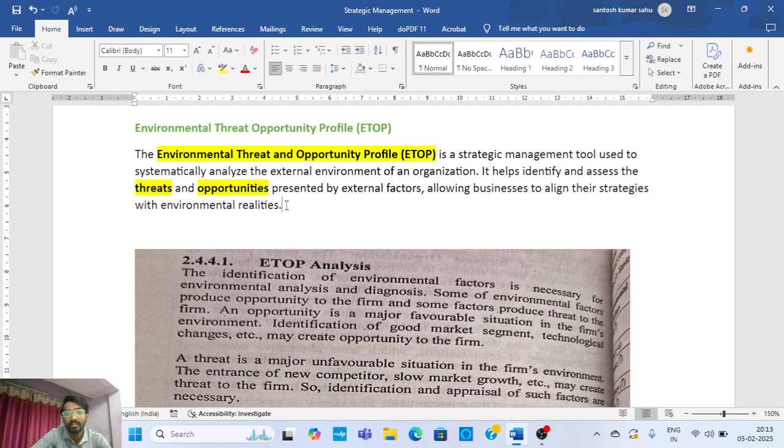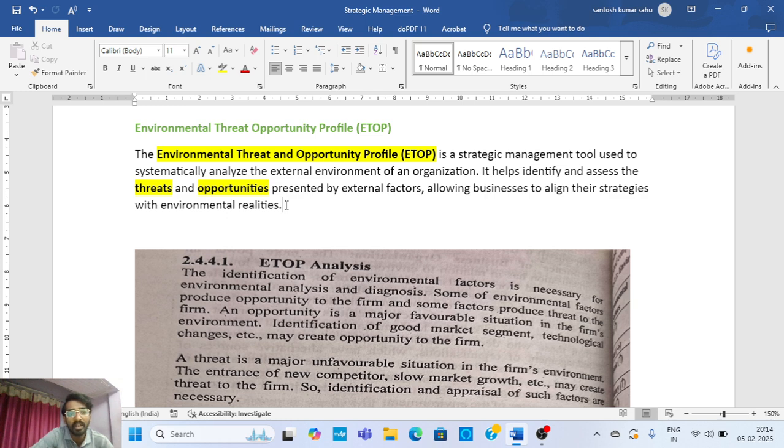And what is the actual meaning of opportunities and threat? Most of the students ask this. What's the meaning of threat actually, right? It's completely from the words themselves that we can easily understand what the opportunity means.